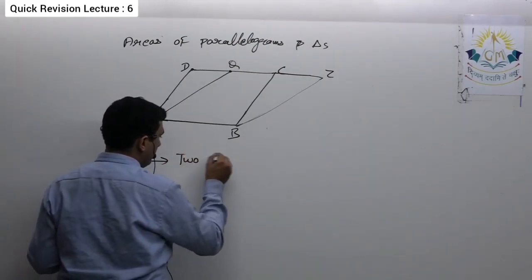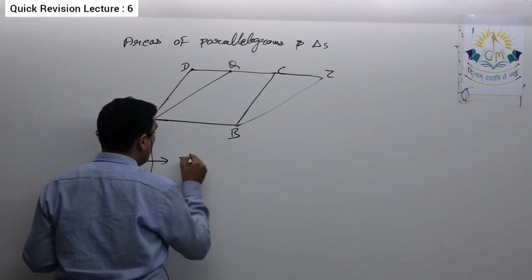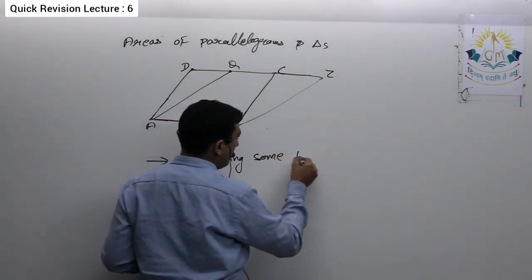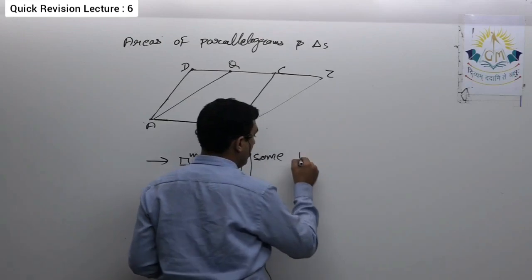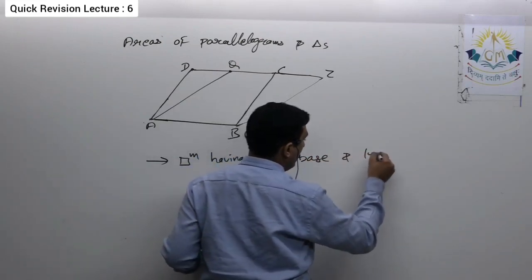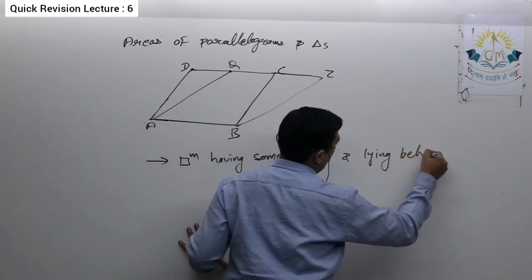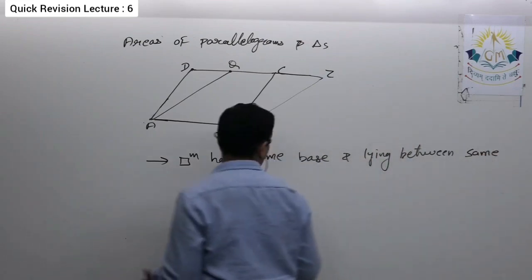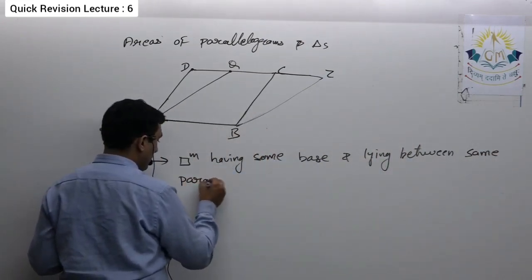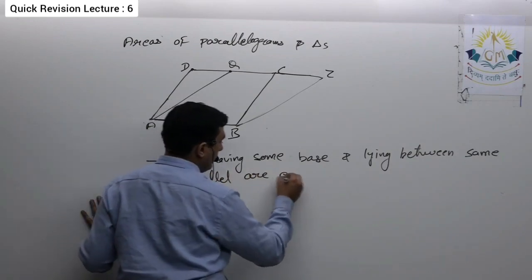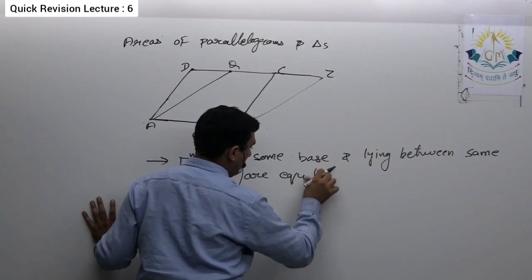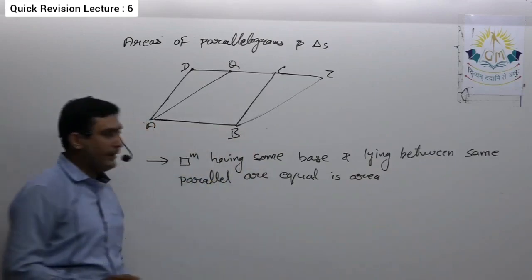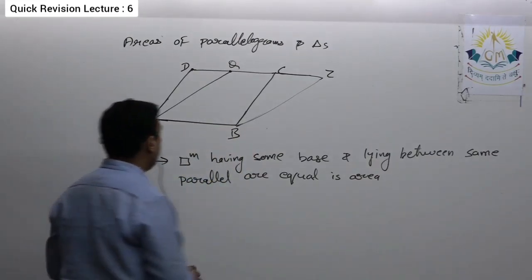Two parallelograms, or simply parallelograms, not necessarily only two, having the same base and lying between the same parallels are equal in area. Parallelograms having the same base and lying between the same parallels are equal in area.